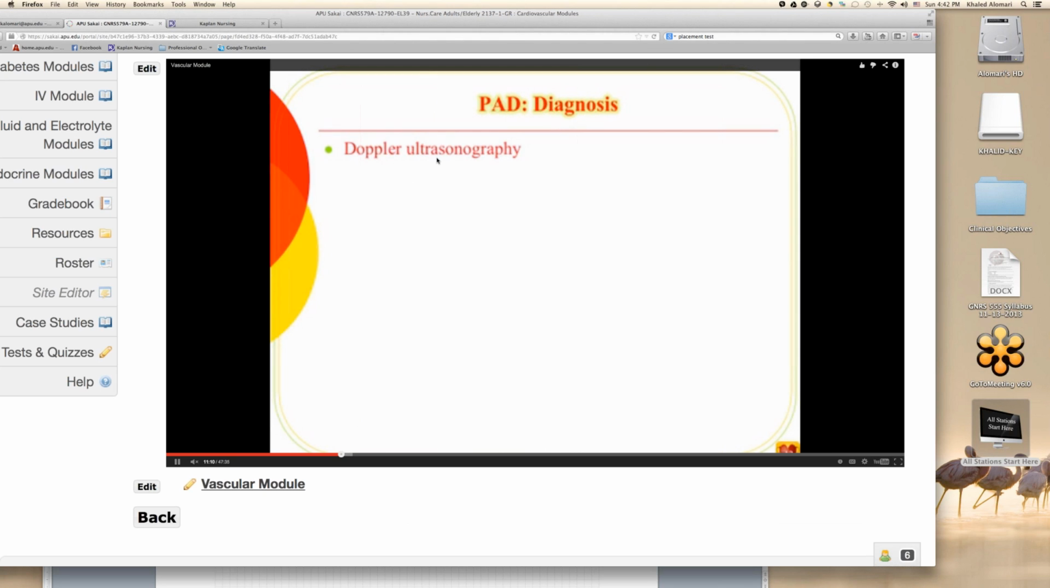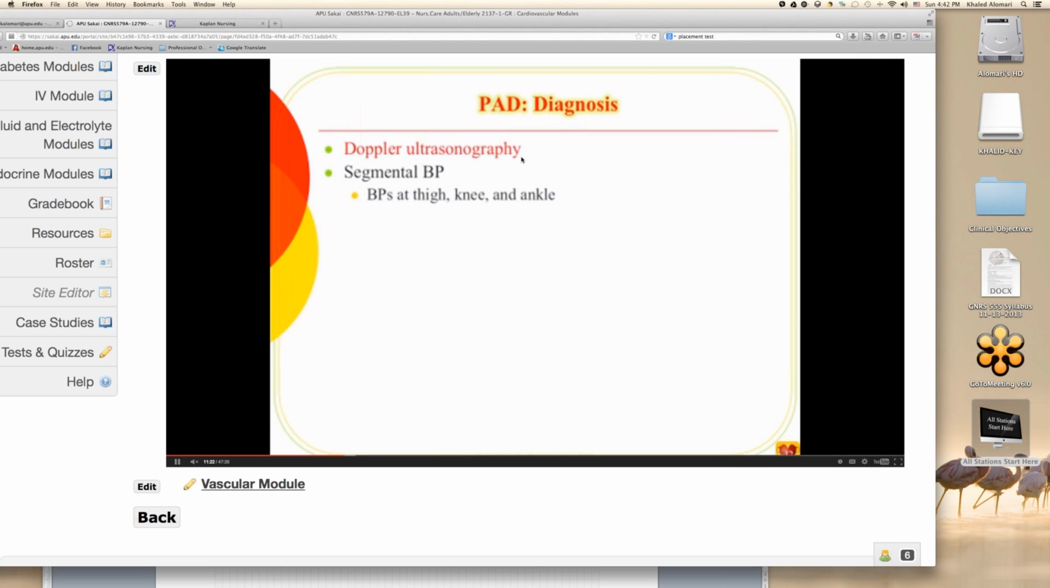So about diagnosis, again, as we did with the cardiac cath, but here we're doing ultrasound, it's non-invasive. So you have to understand every diagnostic test that we talk about, because it will come again and again and again.